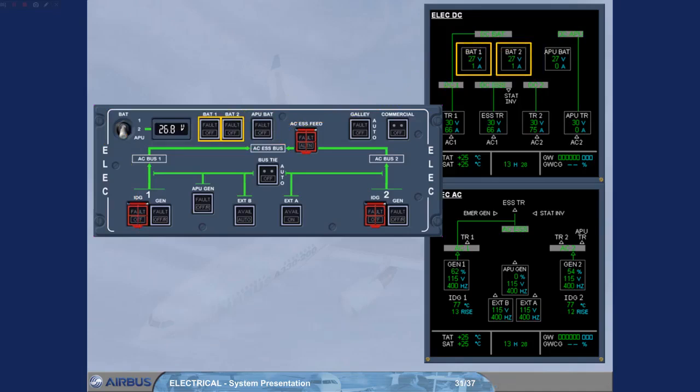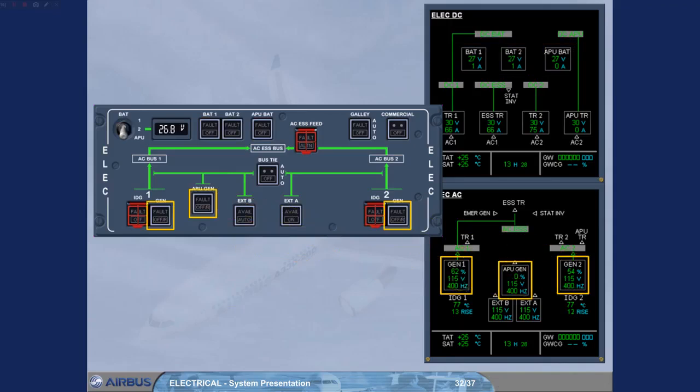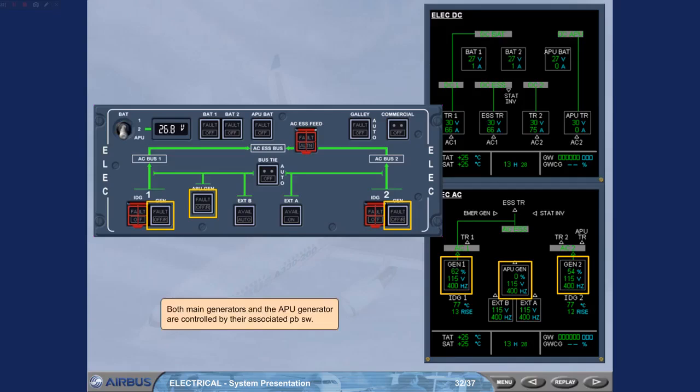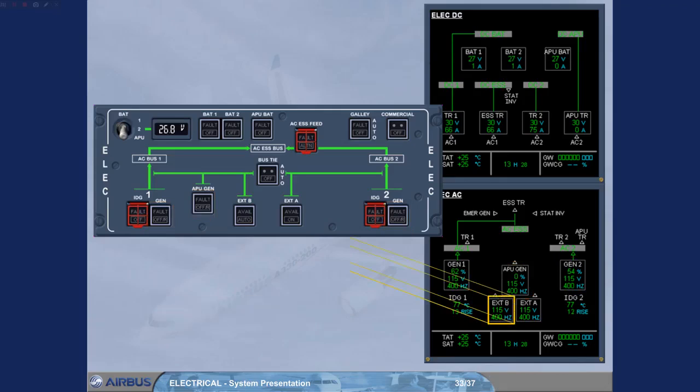Each battery is controlled by a push-button switch. Both main generators and the APU generator are controlled by their associated push-button switch. The external power sources are also controlled by a push-button switch. We will learn how to use them in the normal operation modules.